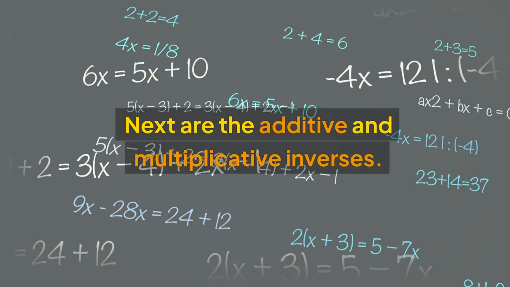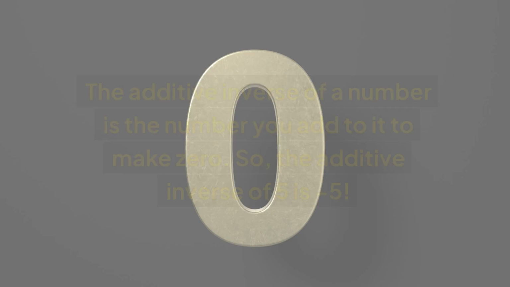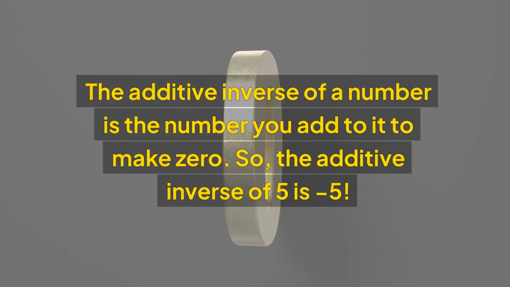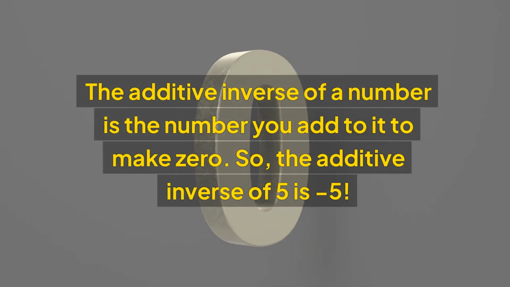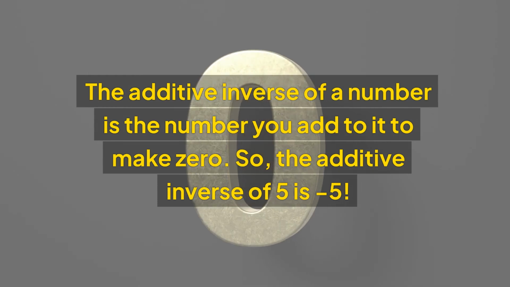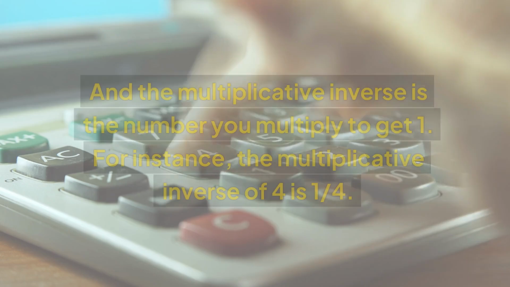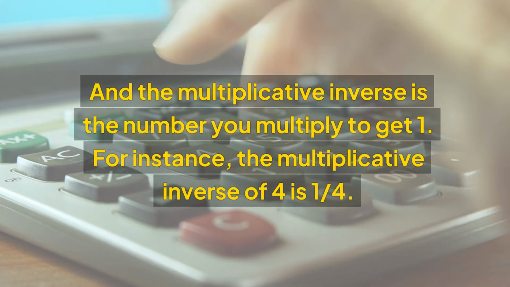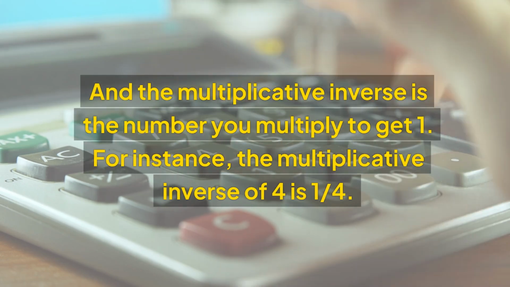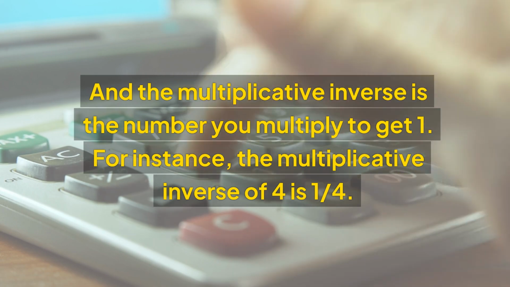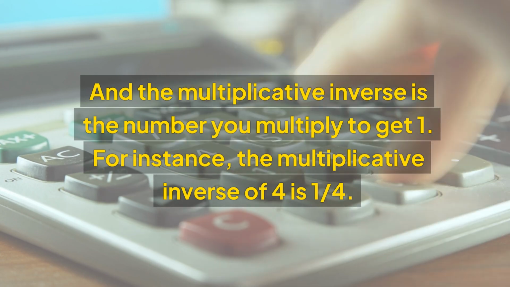Next are the additive and multiplicative inverses. The additive inverse of a number is the number you add to it to make 0. So, the additive inverse of 5 is -5. And the multiplicative inverse is the number you multiply by to get 1. For instance, the multiplicative inverse of 4 is 1/4.